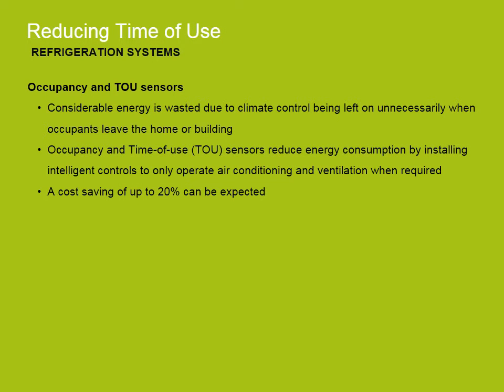Considerable energy is wasted due to climate control being left on unnecessarily when occupants leave the home or building. Occupancy or time of use sensors reduce energy consumption by installing intelligent controls to only operate air conditioning and ventilation when required. A cost saving of up to 20% can be expected.